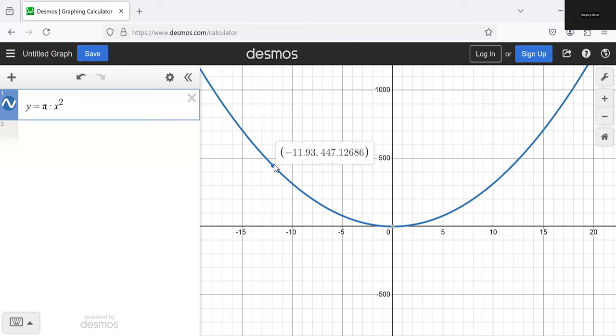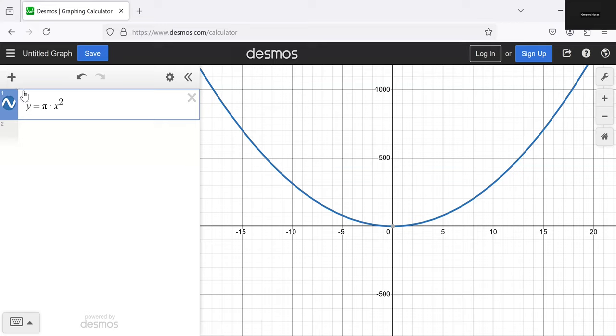This point here doesn't make any sense. This point here says that when the radius is negative 11.93 inches, the area is 447 square inches. And the reason I say that doesn't make sense is that the radius of a circle cannot be negative. If a radius is a distance, you can measure it with a ruler. The radius has to be positive. So this point shouldn't be there. It's saying something that isn't true.